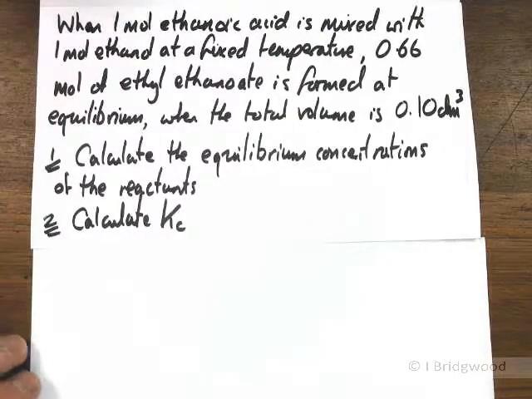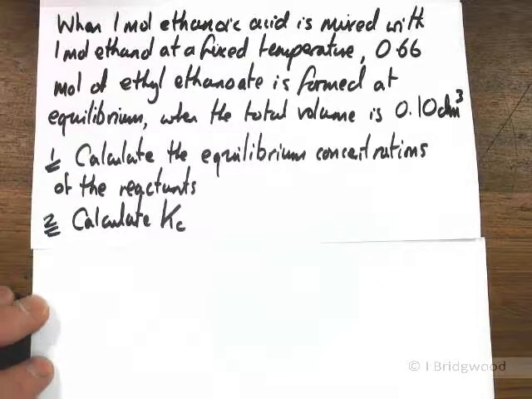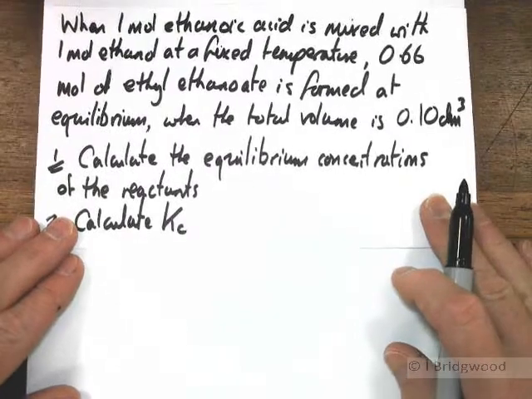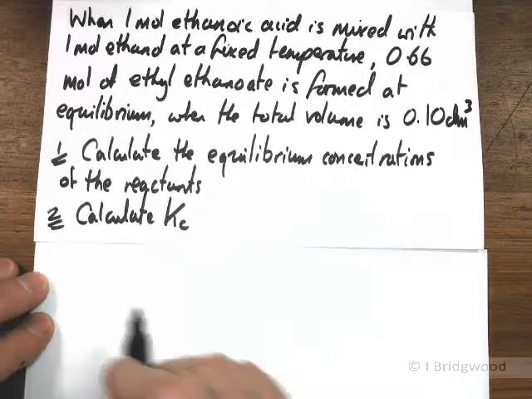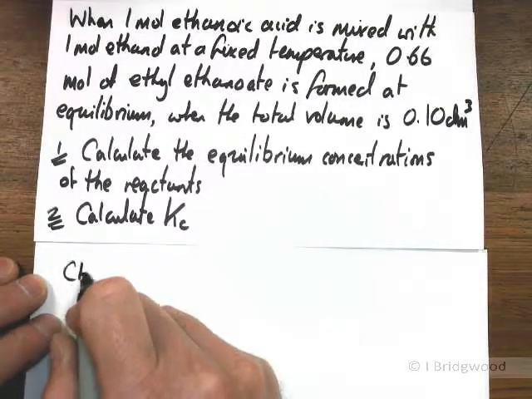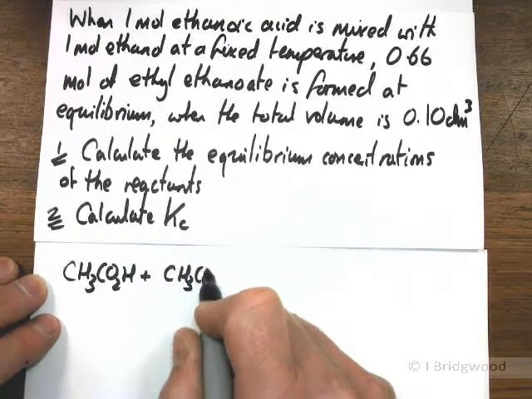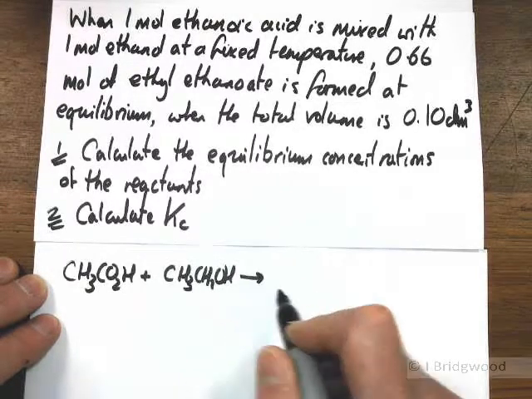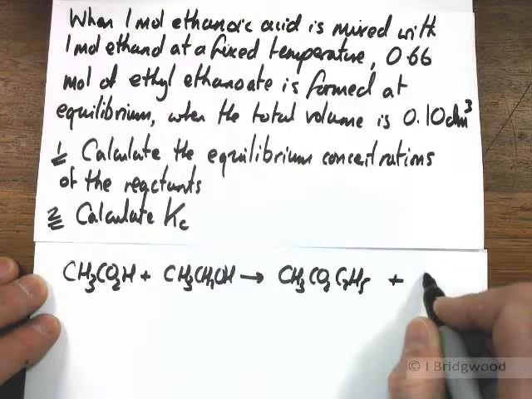Okay, so we're looking at this equilibrium calculation. When 1 mole of ethanoic acid is mixed with 1 mole of ethanol at a fixed temperature, 0.66 moles of ethyl ethanoate are formed at equilibrium when the total volume is 0.1 cubic decimeters. Calculate the equilibrium concentrations of the reactants and calculate Kc. So let's start by writing our balanced equation. Ethanoic acid, CH3CO2H, reacting with ethanol, CH3CH2OH, going to ethyl ethanoate, CH3CO2C2H5, plus water.